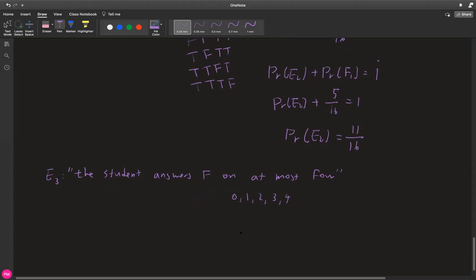So what does this mean? Out of 4 questions, a student can either answer 0, 1, 2, 3, or 4 Fs. So in this case, this is actually implying any type of scenario. This is the actual sample size, it means the sample space. So this event is the entire sample space, and hence we can say the probability of E3 is simply 1.